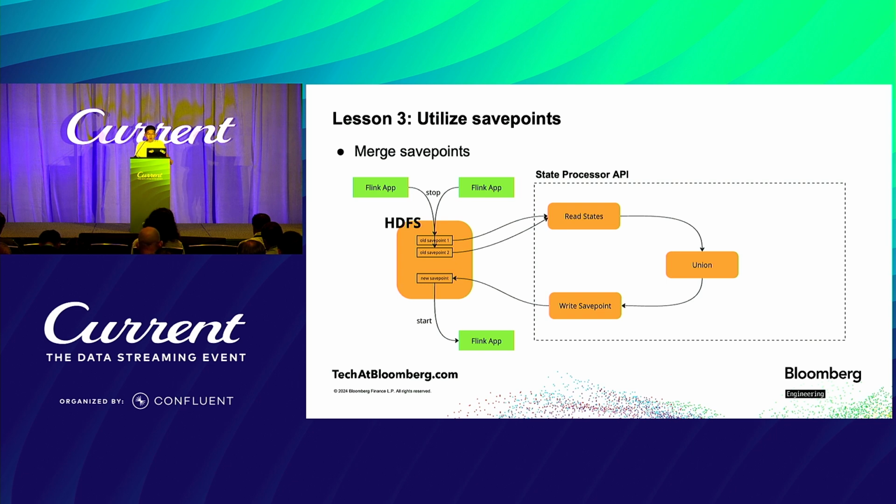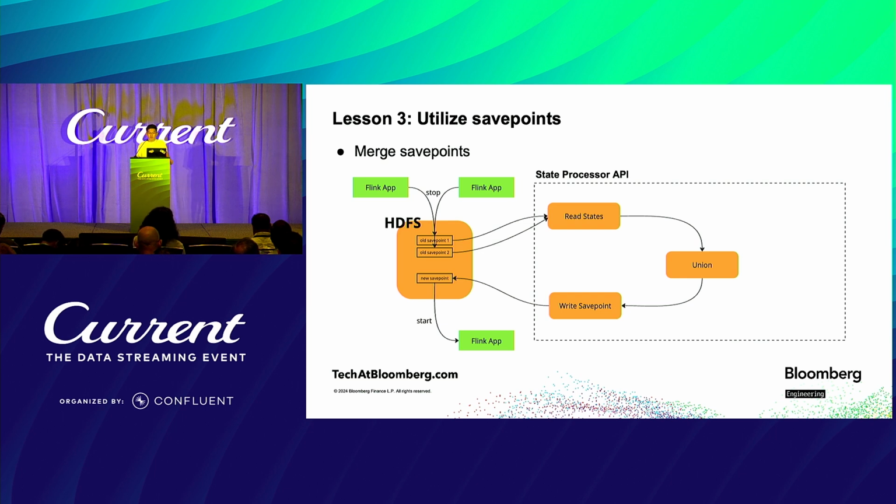Sometimes we also want to merge savepoints or merge Flink applications. We've had a couple of times where we decided to merge multiple smaller Flink application instances into a single one to ease some maintenance, right? The state processor API can also help us to do this. The process is basically we first stop these different smaller instances of the Flink applications. Each of them will generate a savepoint and store it onto our HDFS cluster.